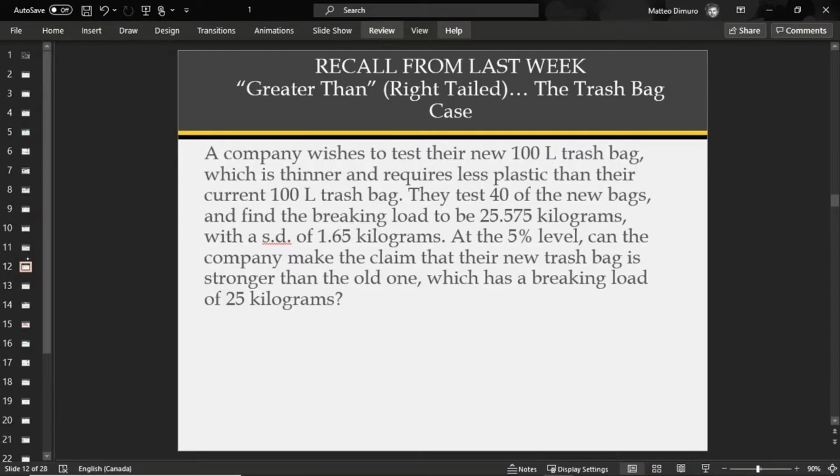with a standard deviation of 1.6 kilograms. At the 5% level, can the company make the claim that their new trash bag is stronger than the old one, which has a breaking load of 25 kilograms? So what we're going to do is, first we're going to do this the regular way, then we'll look at it using a p-value. Most of the steps stay the same here.